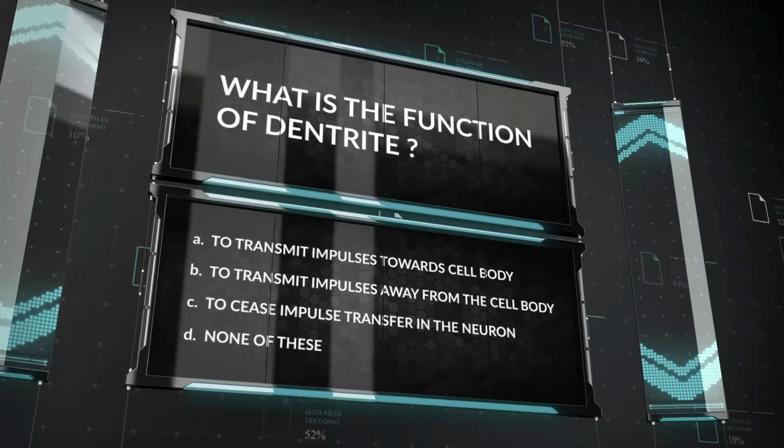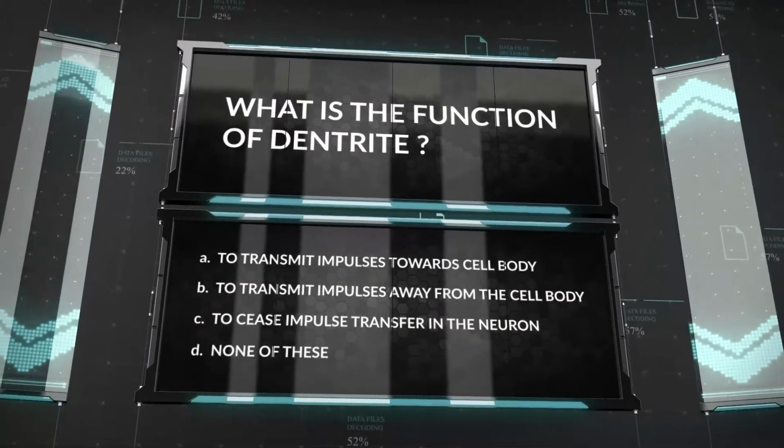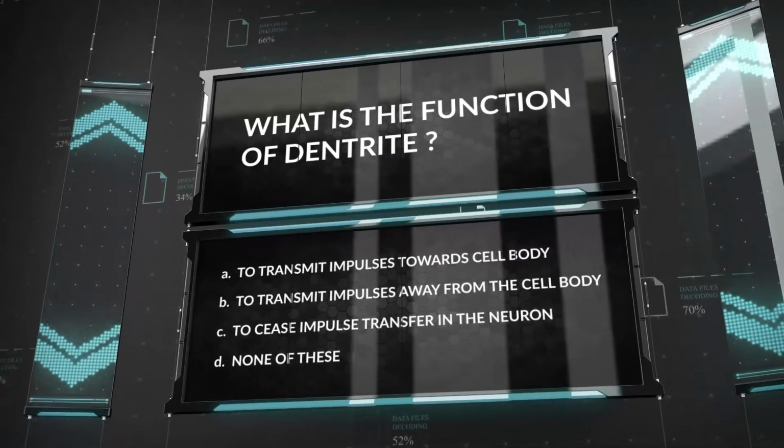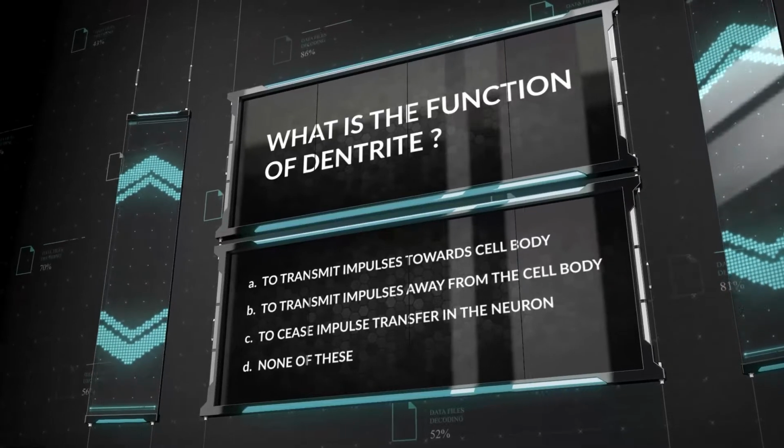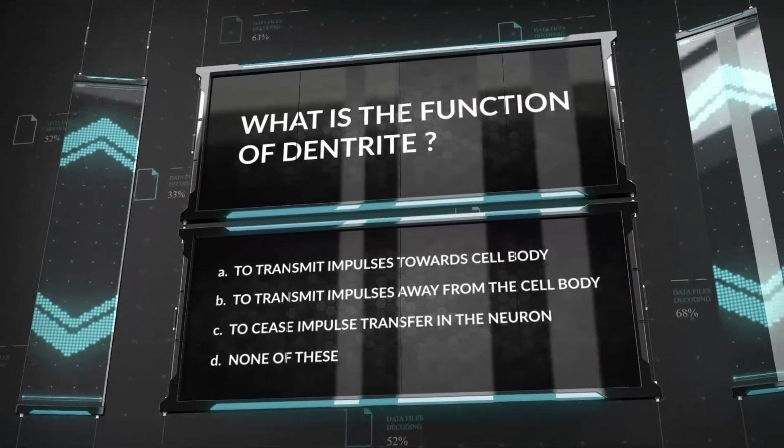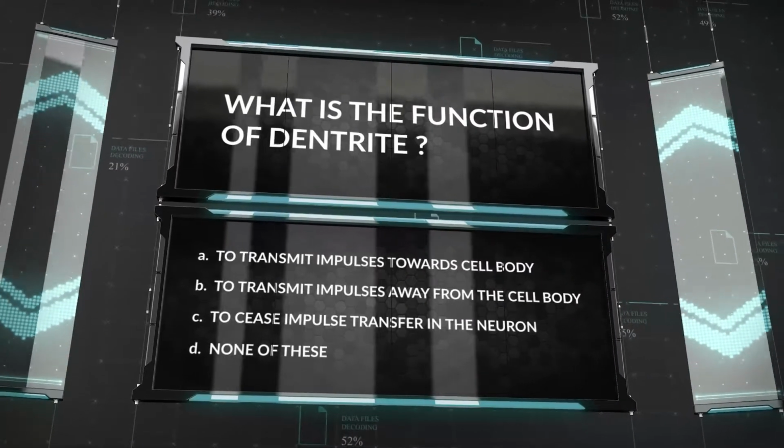Question number 2. What is the function of a dendrite? Option A, to transmit impulses towards the cell body. Option B, to transmit impulses away from the cell body. Option C, to cease the impulse transfer in the neuron. And option D, none of these.